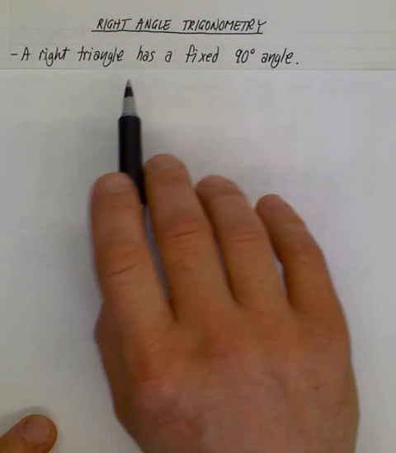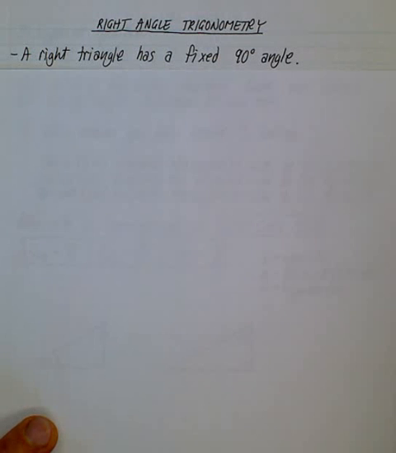Okay, so in this video we're going to look at what we call right angle trigonometry. That means we're going to be using sides and angles. Now the first thing that we need to understand is that this is only good for a right angle triangle. A right triangle has a fixed 90-degree angle. So just like Pythagoras, we can only use this for right triangles.